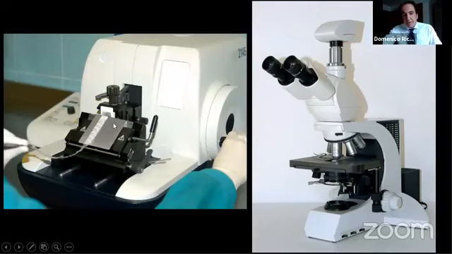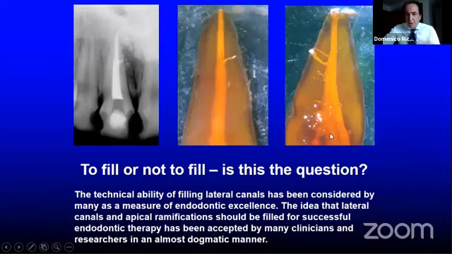The serial sectioning procedure is so important. If we cannot cut random sections, we stay in the sections and we observe. Now I will try to show you what happens in the lateral canal, in normality and in pathology. So, to feel or not to feel, is this the question?